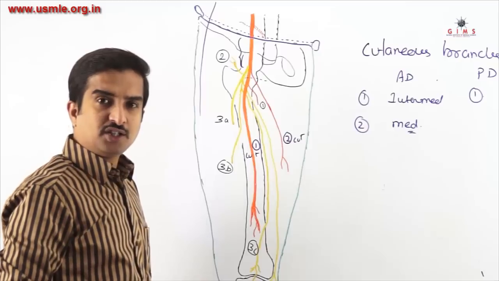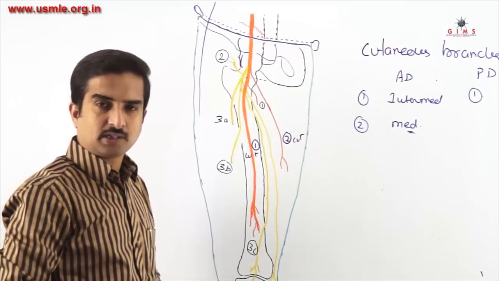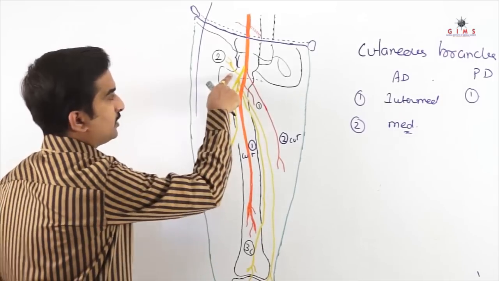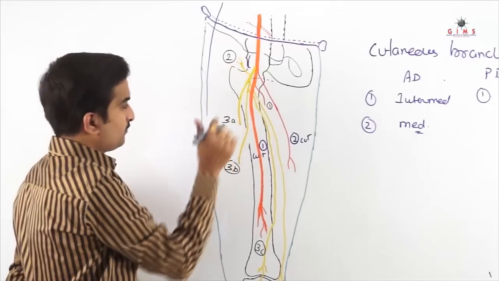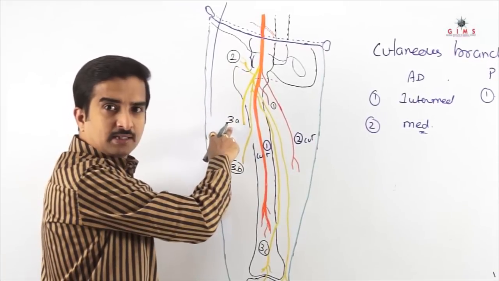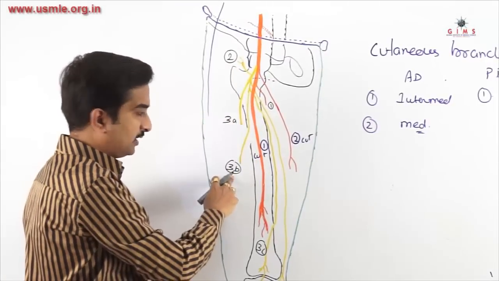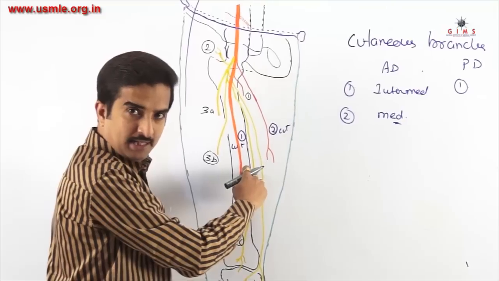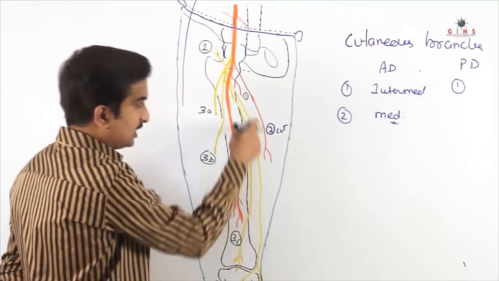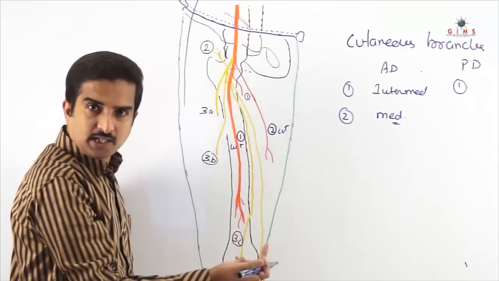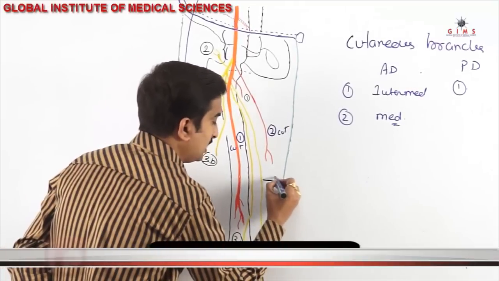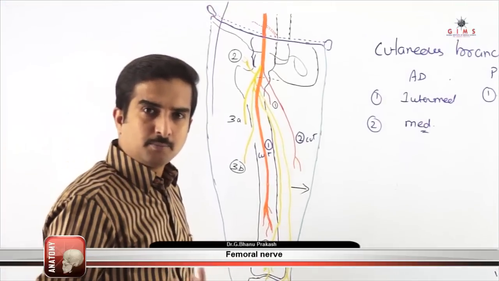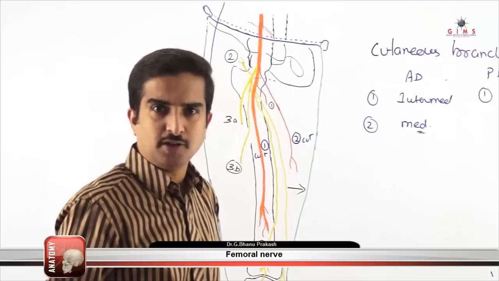In the posterior division, you discussed already about the muscular branches. What are the muscular branches given off by the posterior division? Let us have a quick review. This is called the nerve to rectus femoris. This is the nerve to vastus lateralis. This is the nerve to vastus intermedius. This is the nerve to vastus medialis, and the only nerve which is left over is the cutaneous nerve, right?